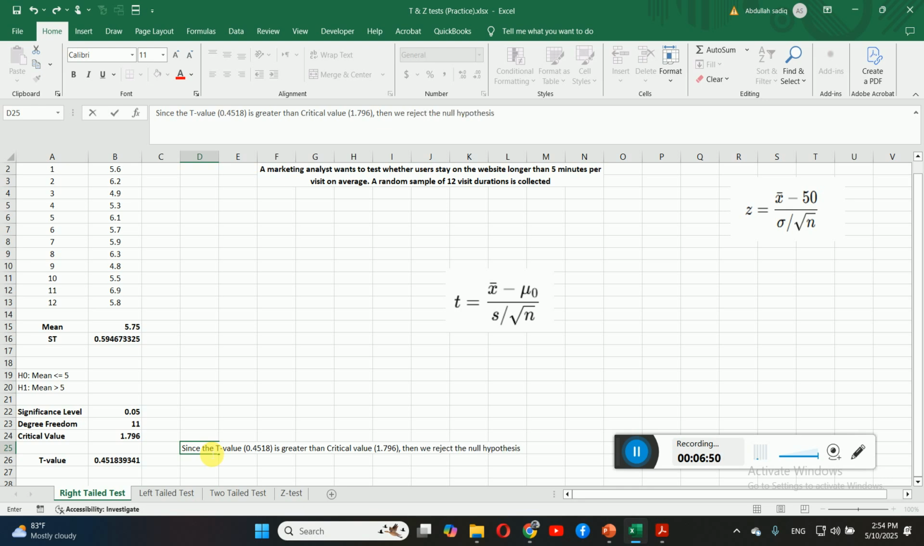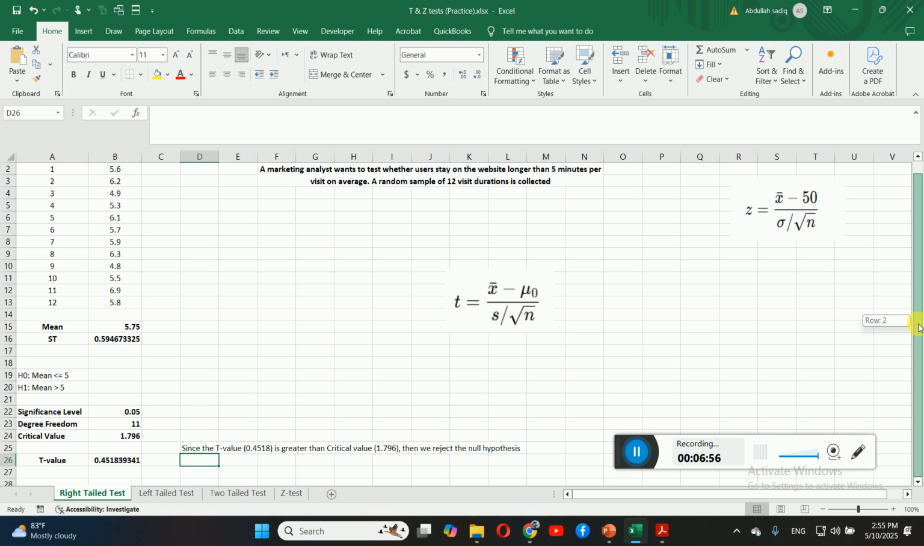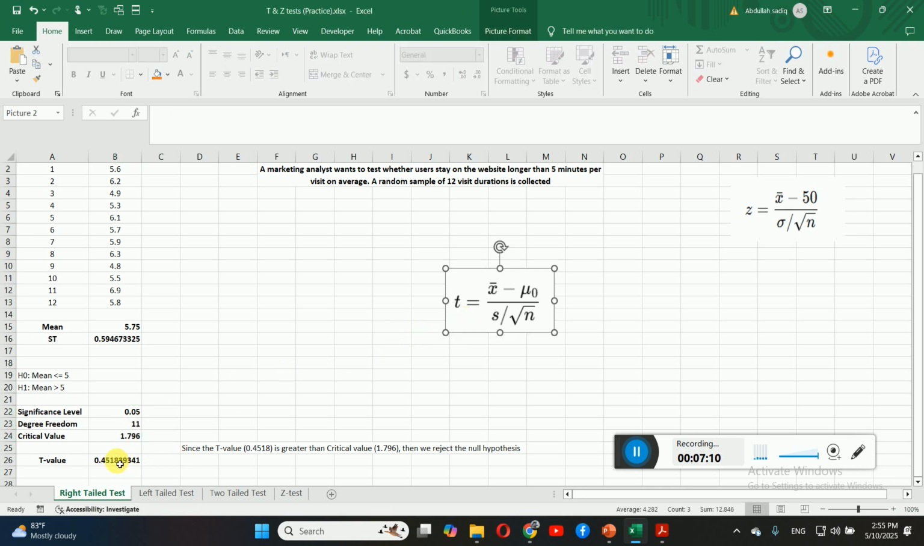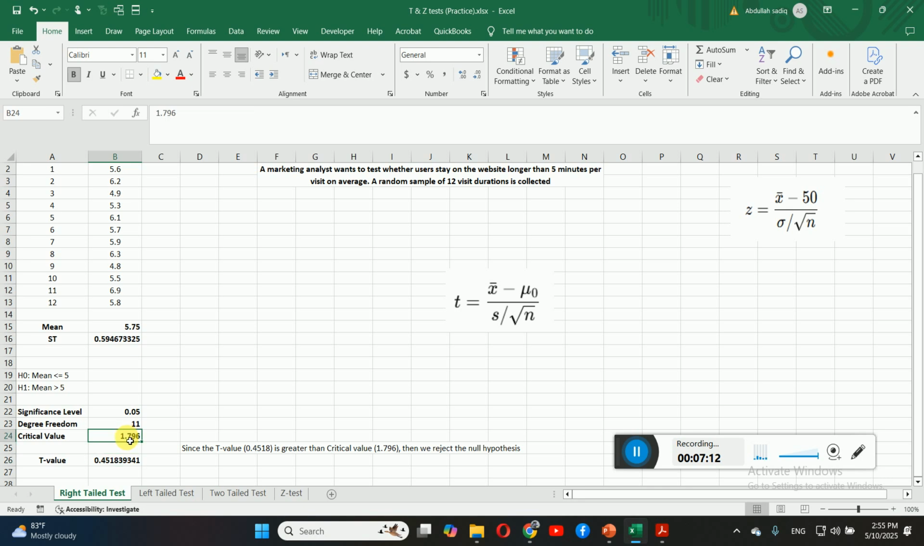Very simply, dear student, this is the way. Once again, I'm just repeating it. When you compute the mean and the standard deviation, and you have two hypotheses, then the significance level, the degrees of freedom, and the critical values are very much required. Once all this information is given, you use the t-statistic manually, find the t-value, and compare it with the critical value. If the t-statistic value is greater than the critical value, we are rejecting the null hypothesis.